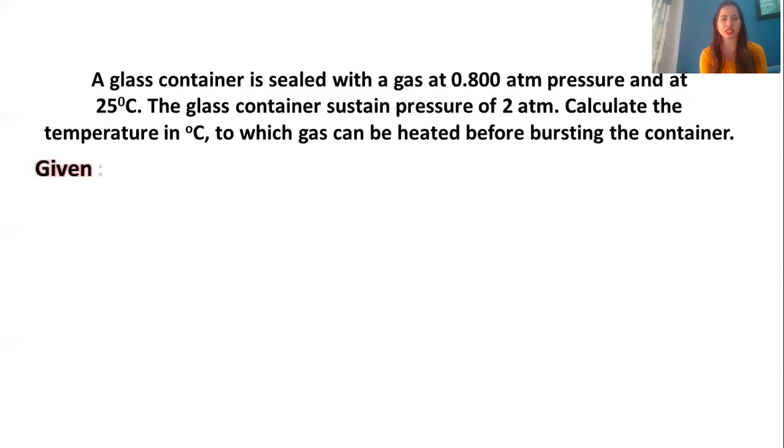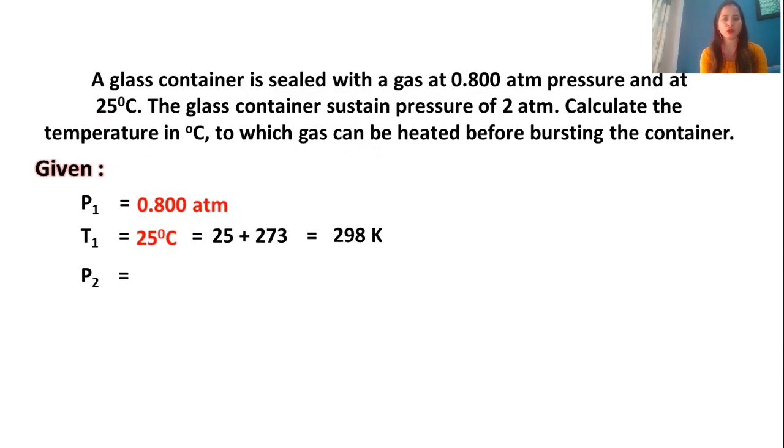So over here, the given conditions are P1, that is 0.8 atm. The temperature that we have is T1, 25 degrees Celsius. And as you know, when we are solving numericals, every time you need to convert degrees Celsius into Kelvin. Even if they're asking you to find the answer in degrees Celsius, you need to convert degrees Celsius into Kelvin. So 25 degrees Celsius is converted into Kelvin when you add 273. So it becomes 298 Kelvin. P2 is equal to 2 atm. We need to find the temperature in degrees Celsius.